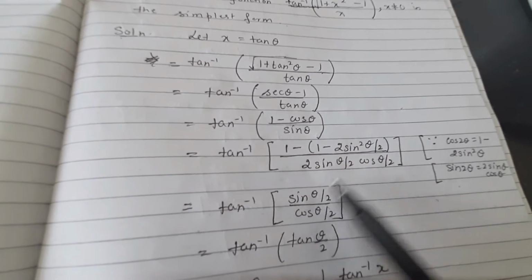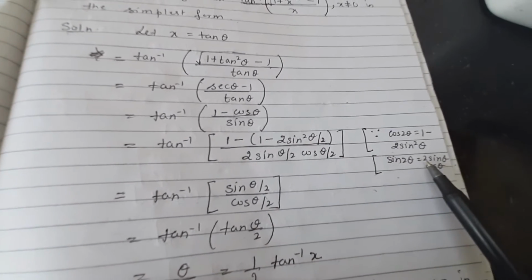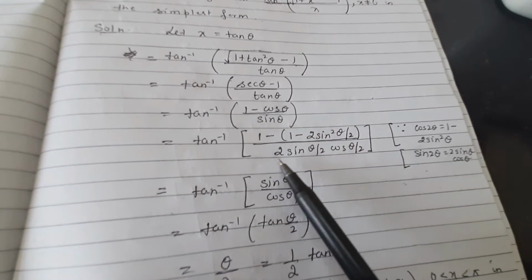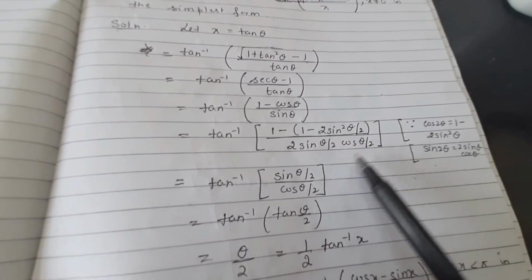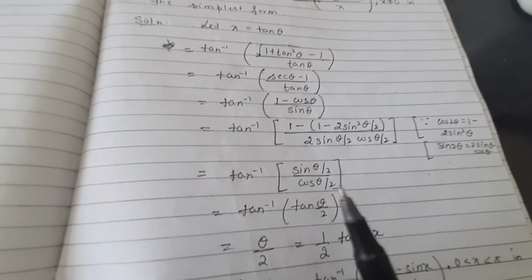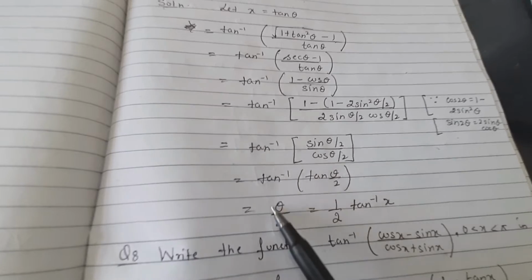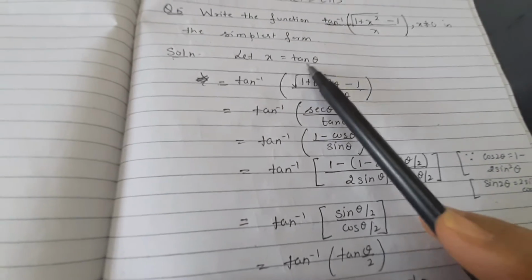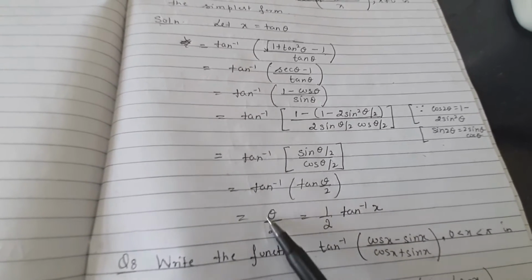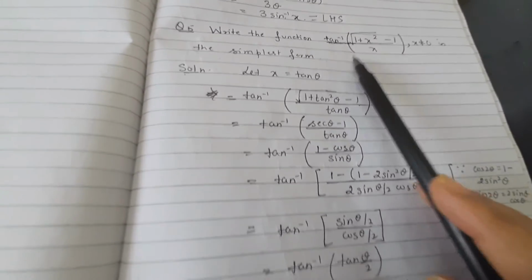So 1 gets cancelled and I get 2 sine square theta by 2, and sine 2 theta is 2 sine theta cos theta. So here it will become 2 sine theta by 2 cos theta by 2, and when you cancel, you get sine theta by 2 upon cos theta by 2. So this is tan theta by 2. And theta is nothing but tan inverse of x. So I take 1 by 2 out, and theta I write as tan inverse of x. So this is the simplest form of this expression.